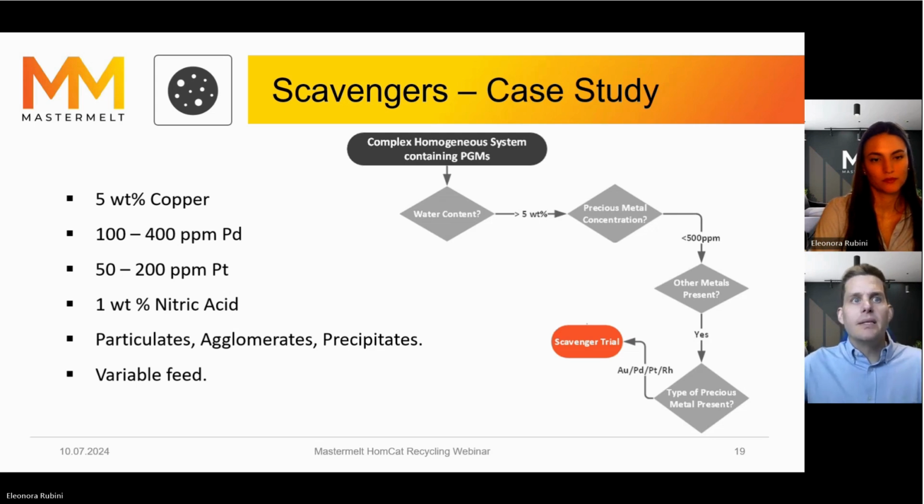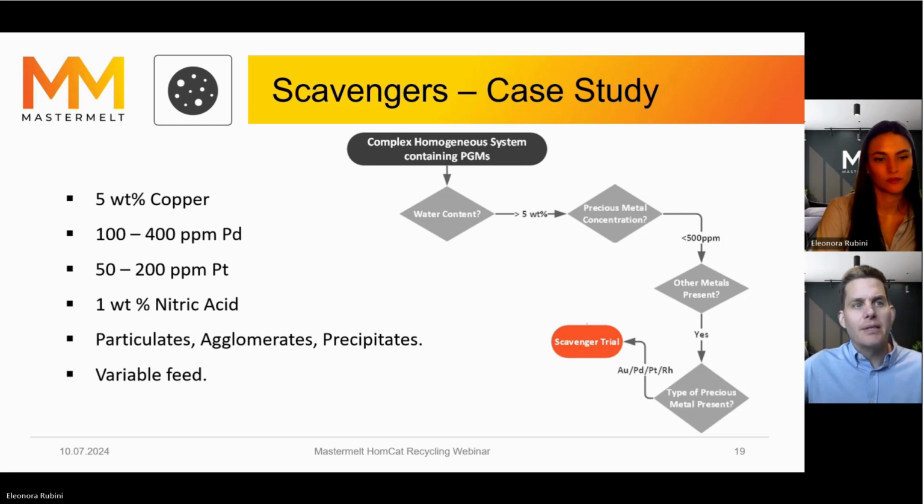We mentioned before how these often are complicated and vary in different components, and this one actually contained around 5% weight of copper. It had varying levels of palladium and platinum. Yeah, and it had nitric acid. There was varying particulates, agglomerates, and precipitates in this mix, and what made it more complicated is the feed really varied.